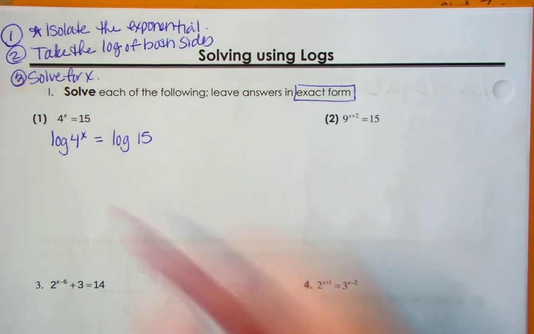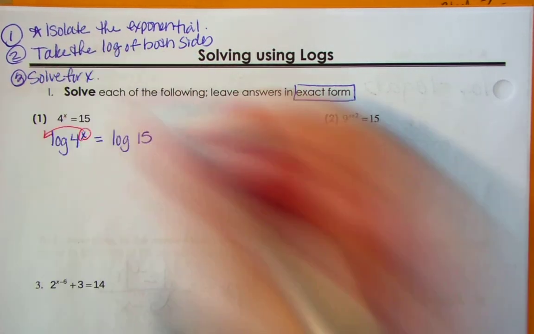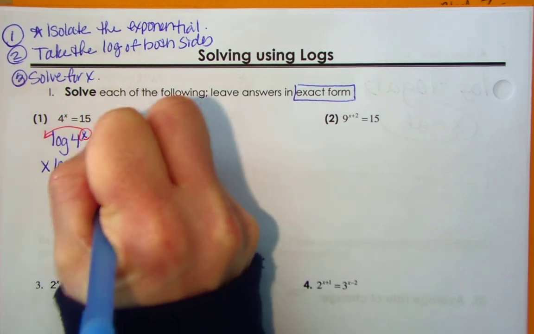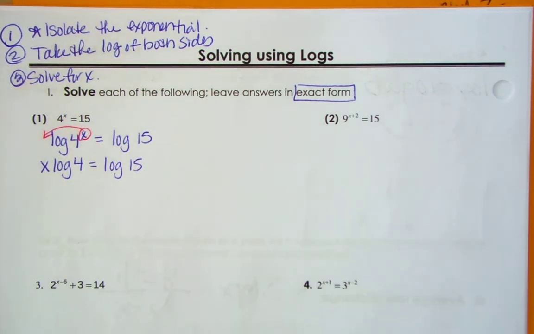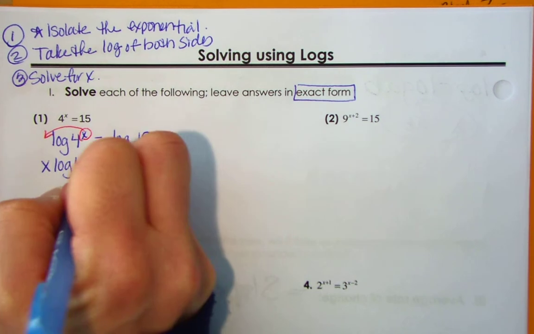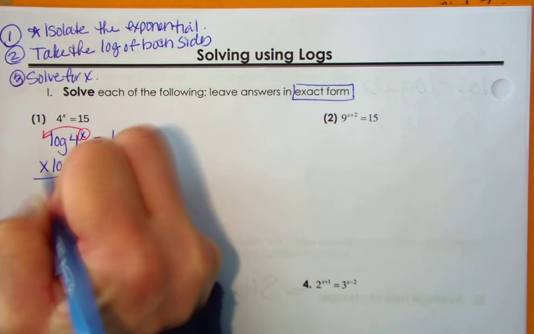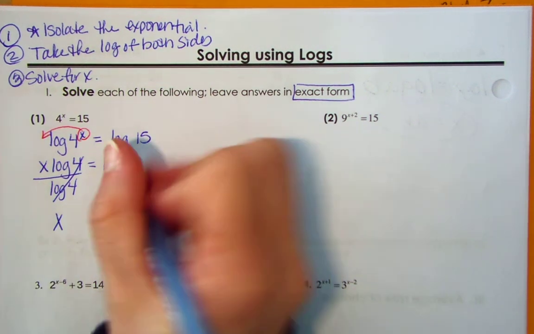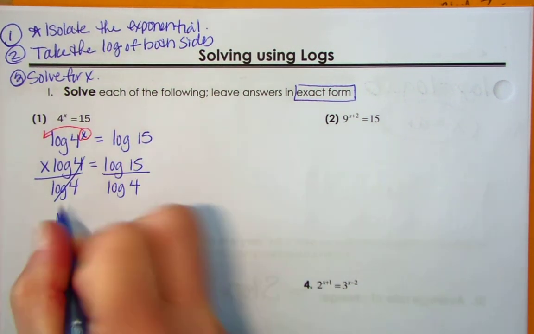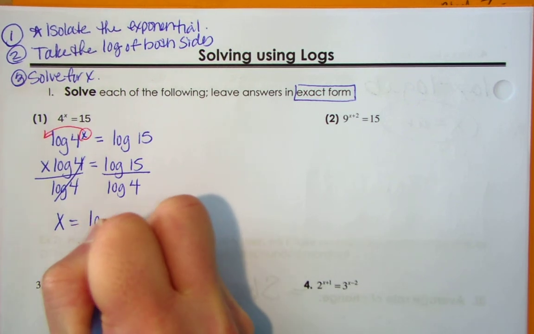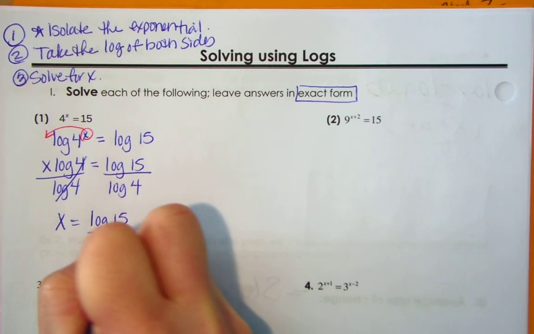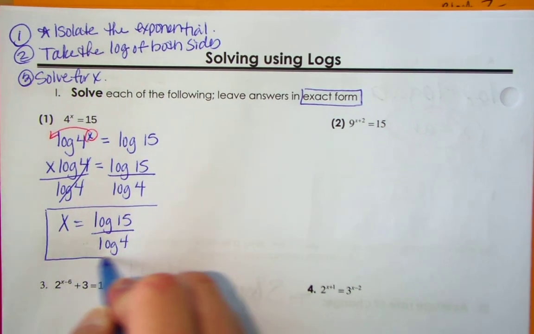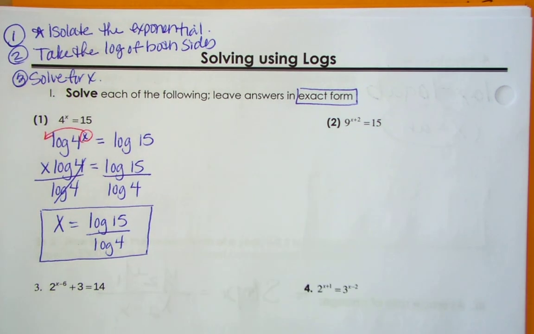Again, this x gets moved out front, so it becomes x times the log of 4 equals the log of 15. And now we can divide both sides by the log of 4 to get rid of the log of 4, because anything divided by itself is 1, and we're left with just x. So our final answer is x equals the log of 15 over the log of 4. And if we wanted our answers rounded, we could, of course, type that into the calculator and round to the nearest tenth, hundredth, and so on.